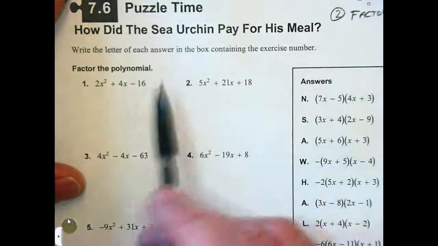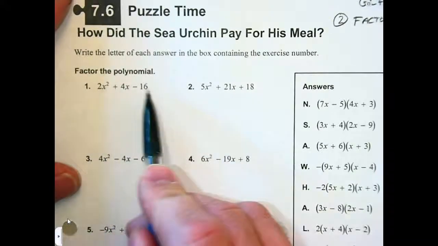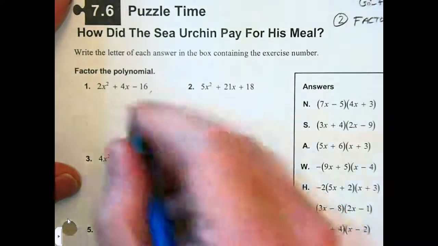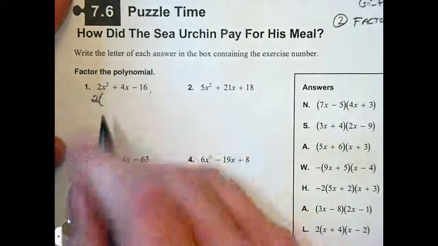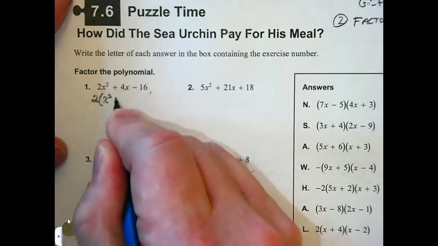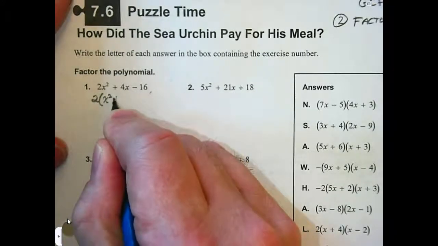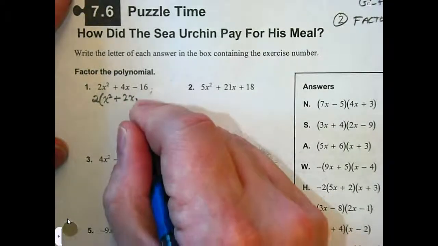So on all of these, the first thing you need to ask yourself, for instance on number 1 here, is there something that goes into 2, 4, and 16? 2 does. So the first step is to pull out that 2. 2 times what is 2x squared? It's x squared. 2 times what is 4? 2. And 2 times what is 16? 8.